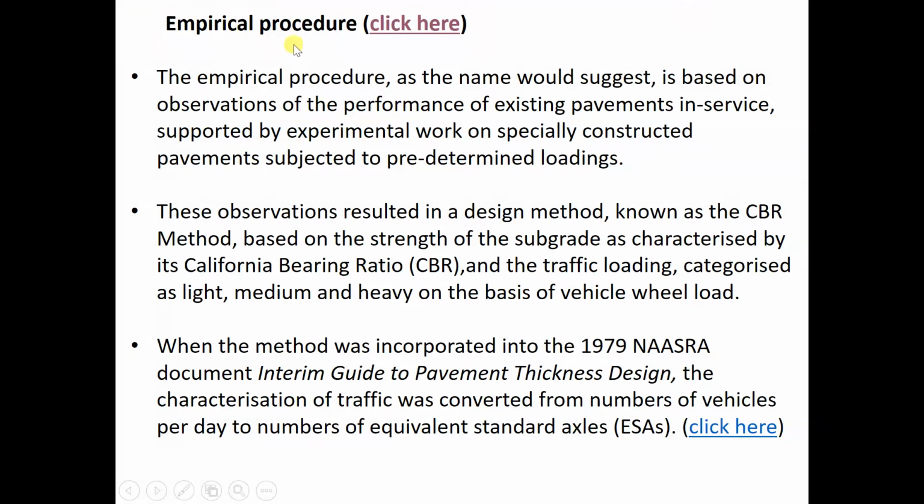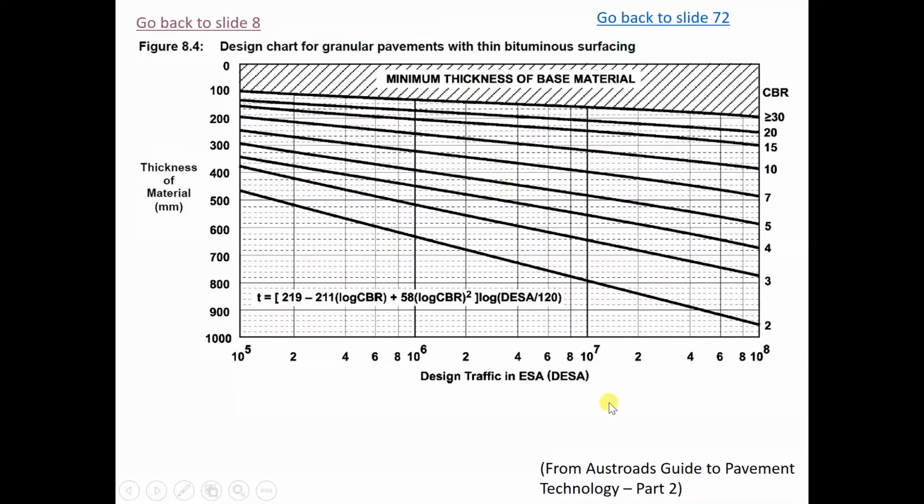we're going to look at this one, which is based on a chart. This is a chart from the Austroads guide, figure 8.4, design chart for granular pavement with thin bituminous surfacing. In this chart, the aim is to find the thickness of material. To do that, we need to know the design traffic. In this case, it's ESA.